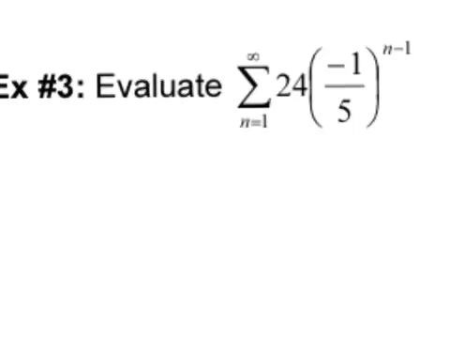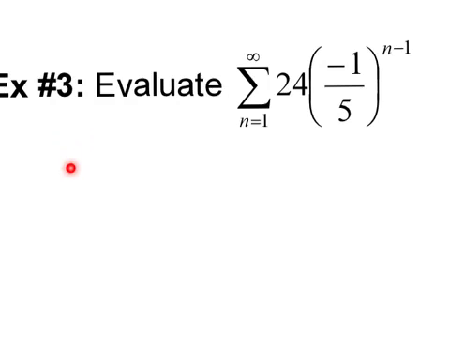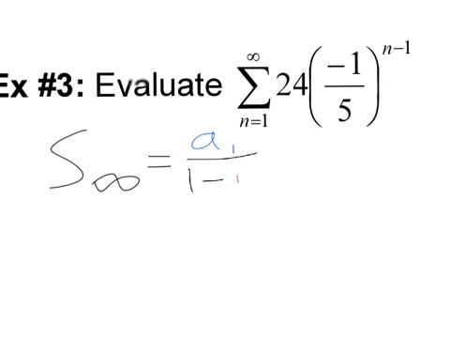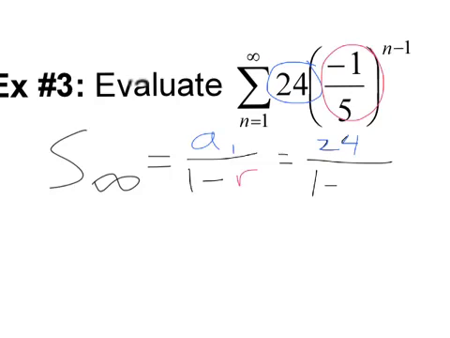So if we want the sum of that to infinity, then we just need the sum equation, which is a sub 1, which I'll do in blue, over 1 minus r, which I'll do in red. The reason for that is this is our a sub 1 value, and this is our r value. Okay, so let's just plug everything in. My a sub 1 is 24, and to do that in blue, over 1 minus my r value, which is -1/5.